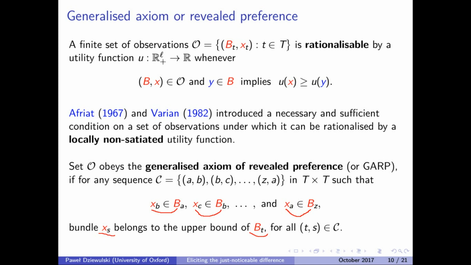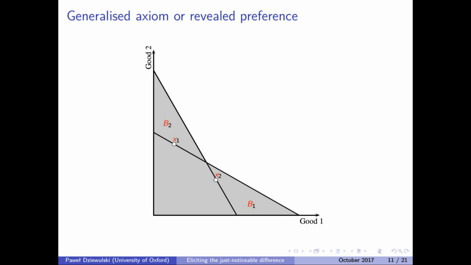Since this condition is both necessary and sufficient for a set of observations to be rationalizable by a locally non-satiated utility function, it exhausts all the observable implications of this model. Consider the following example.